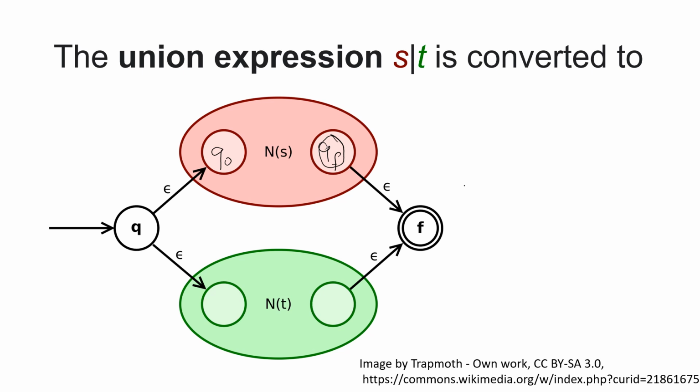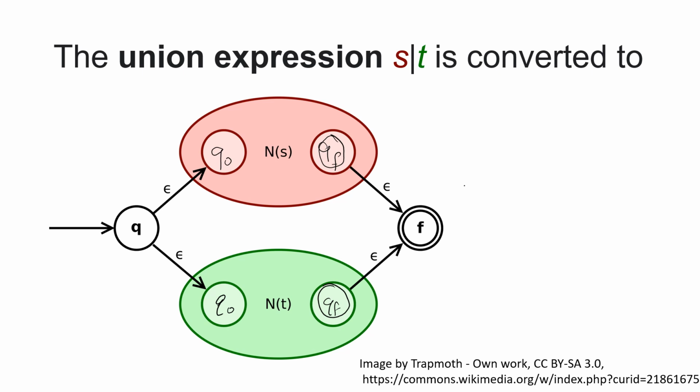Similarly, inside N of T, you're going to have your initial states that it goes to, and then finally this final state, which should also be accept, and it will go to the final state to accept. Okay, this thing might be a little bit bigger than is needed to actually describe the union expression S or T, but it's like the quickest way to draw the union expression.